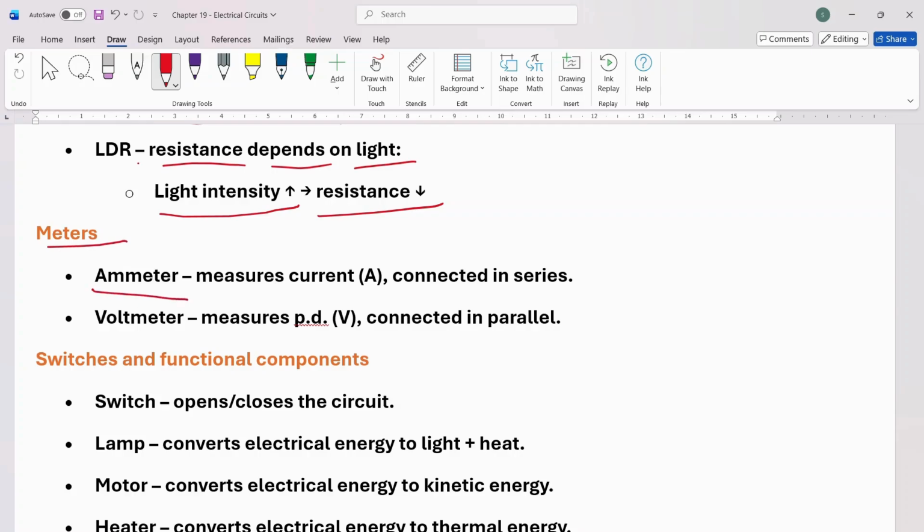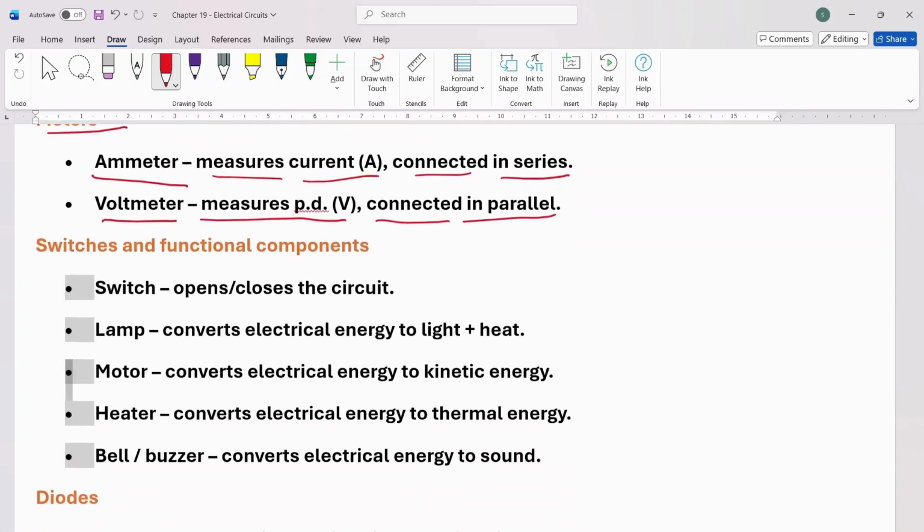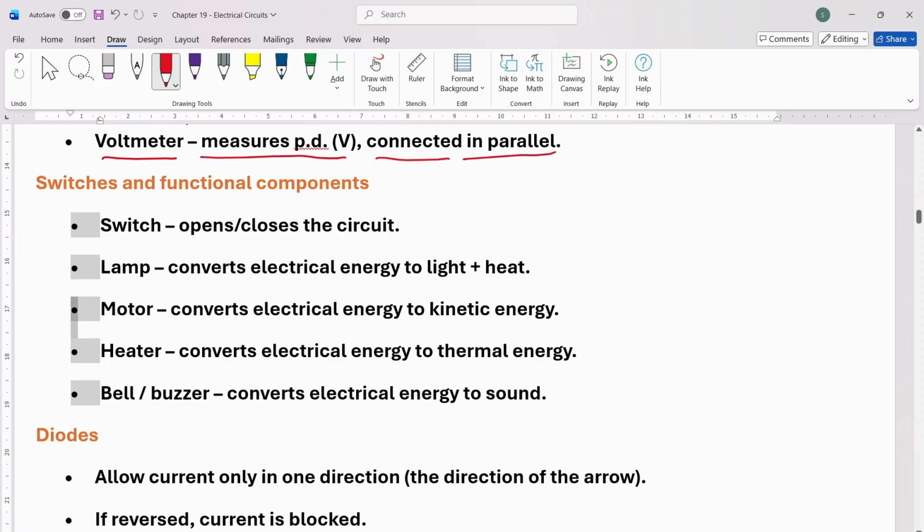Meters: we have ammeter and voltmeter. The ammeter measures current and is connected in series. Voltmeter measures potential difference, V, and it is connected in parallel. We have switch and functional components. A switch opens and closes the circuit.